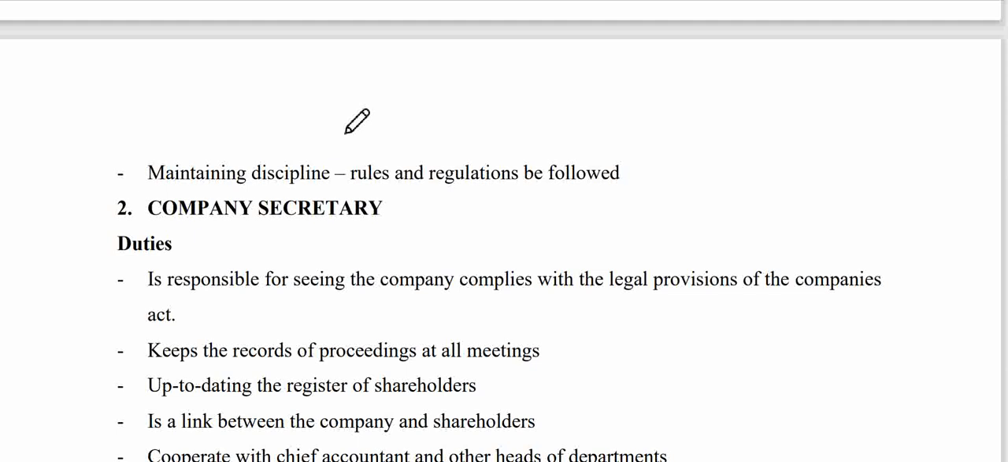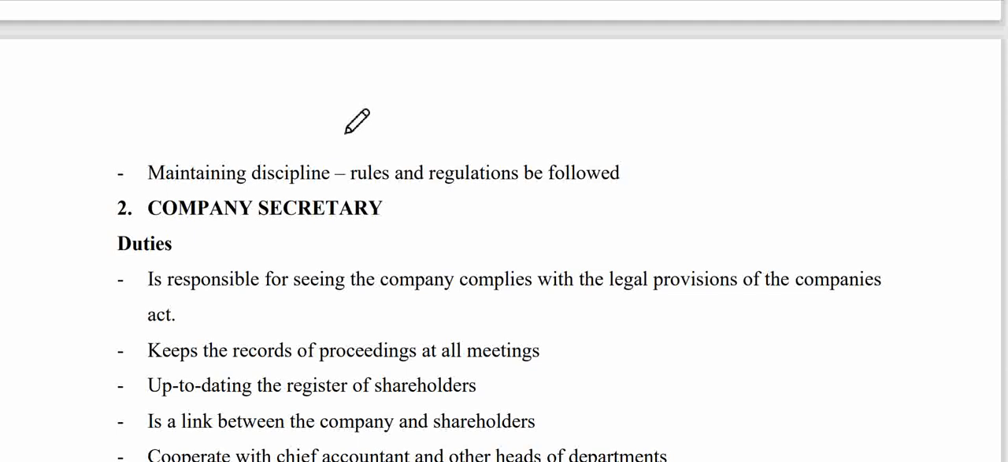Okay, and then we have a very important staff member that is necessary in the office, and that is the office secretary or company secretary, organization secretary, hospital secretary. You can call it in whatever way you want. So, what are the responsibilities of the company secretary? Well, they're responsible for seeing that the company complies with the legal provisions of the Companies Act.